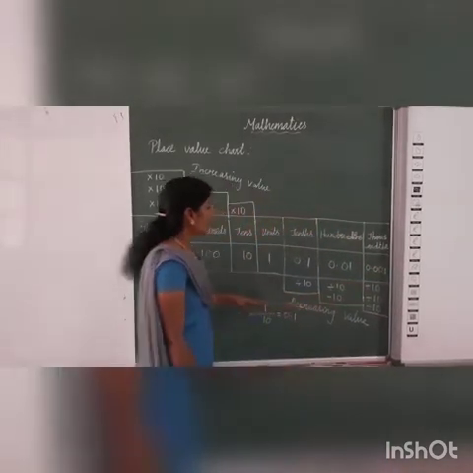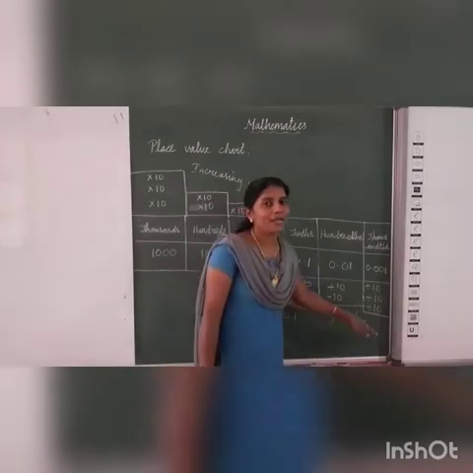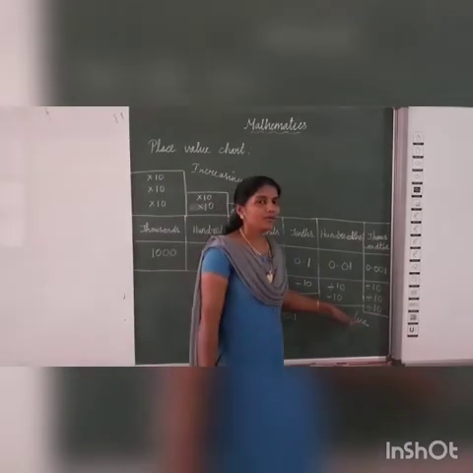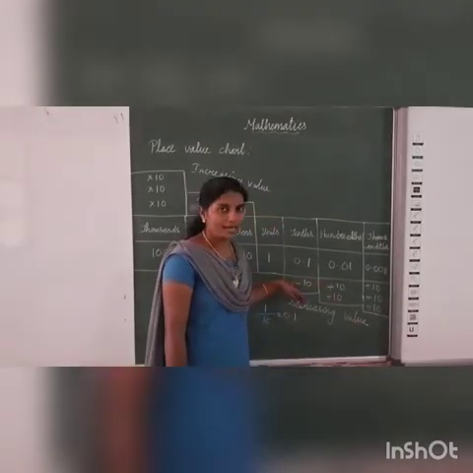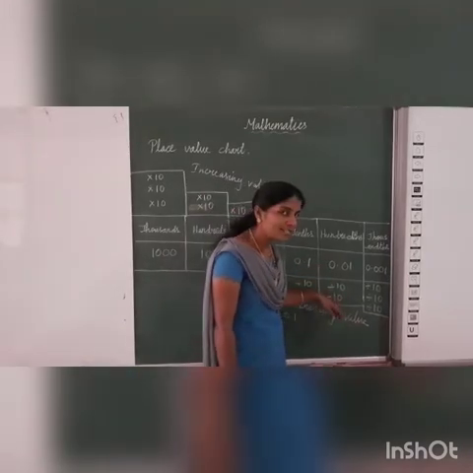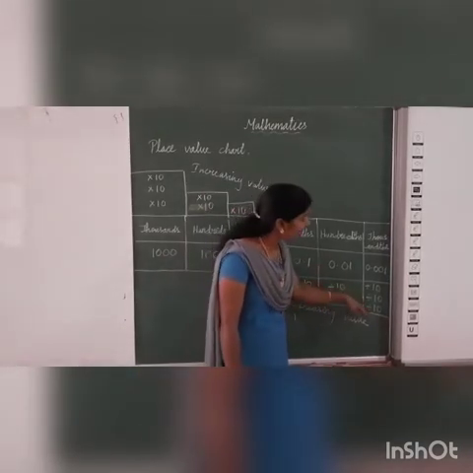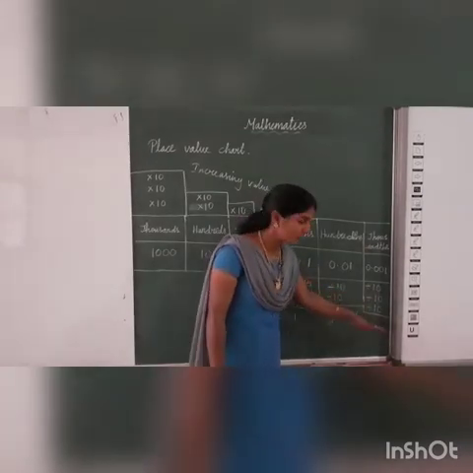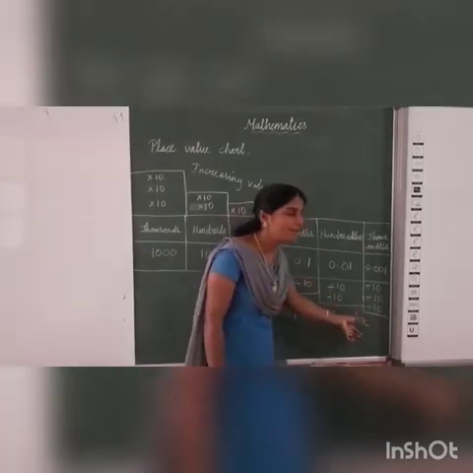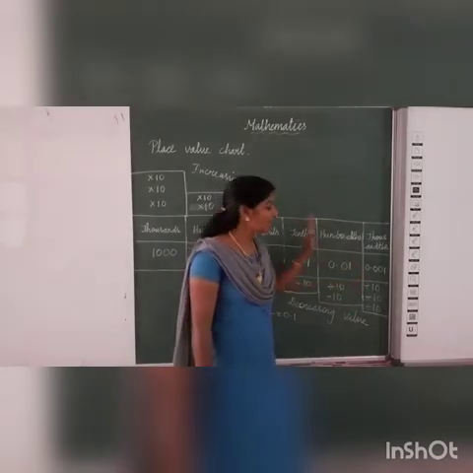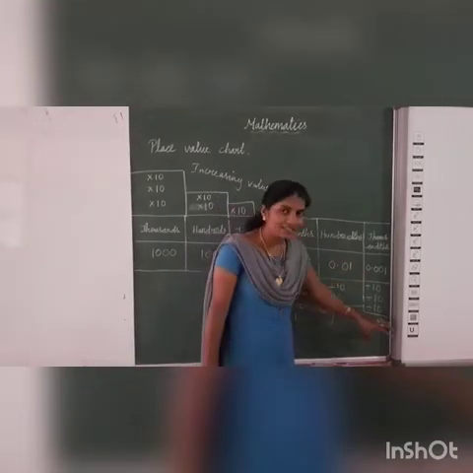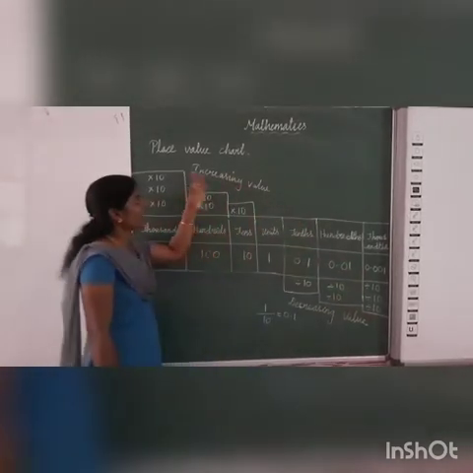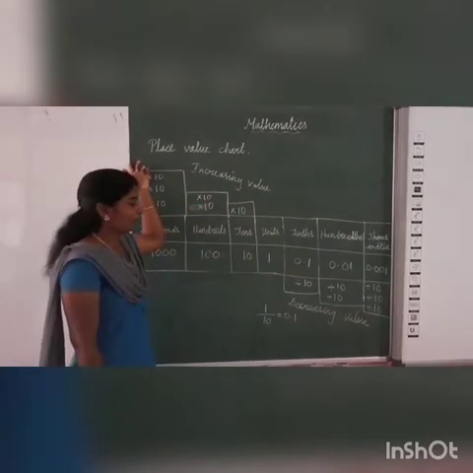Clear? Okay, this is decreasing value. Decreasing value. First we divide by 10. Then we divide by 100, which means a small value. Then again we divide by 1000, which means we get again a small value. So this is the decreasing value. This is the decimal part. In the decimal part we have decreasing value. Then in the integral part we have increasing value.